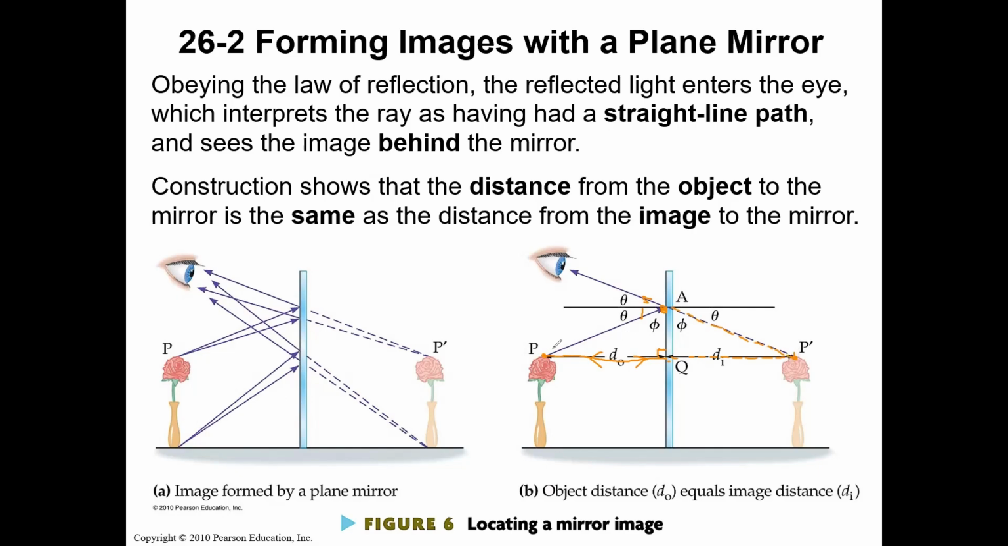Then we consider the two triangles PAQ and P prime AQ. We find out that they share the same right angle and share this side. So from angle, side, angle, we find out that triangle PAQ is exactly the same as triangle P prime AQ. From there, we derive that PQ should be the same as P prime Q, and also that the height of the object should be the same as the height of the image. So those are the characteristics of image forming with a plane mirror.